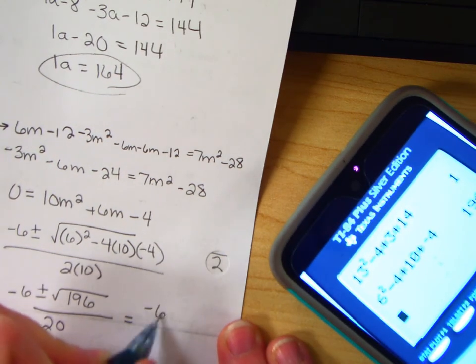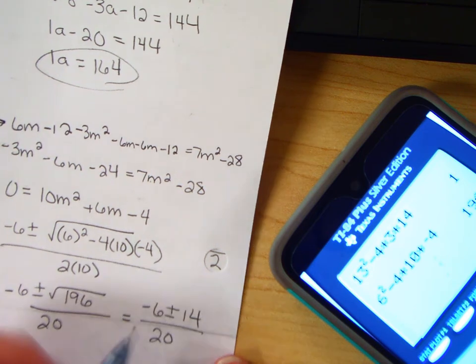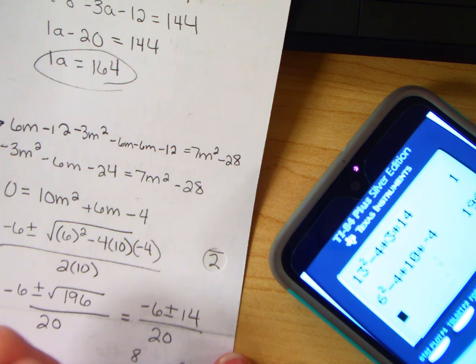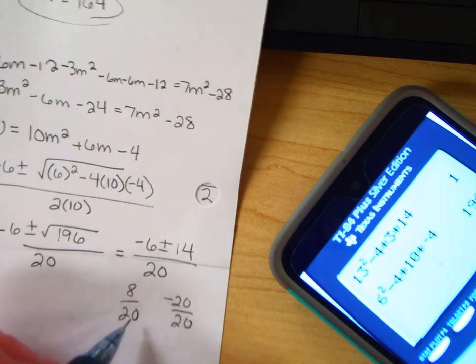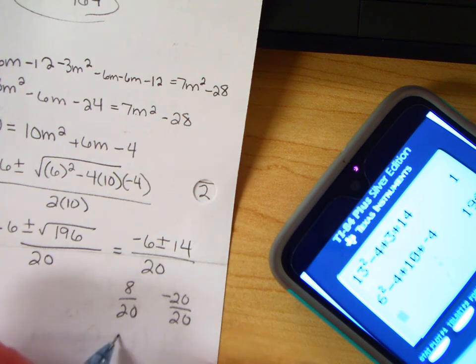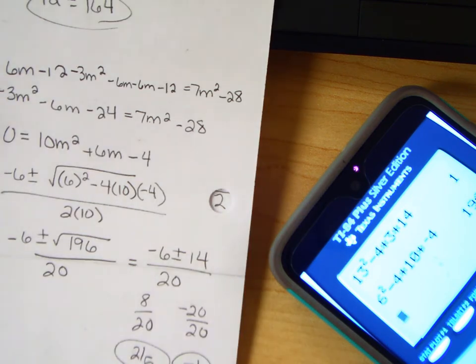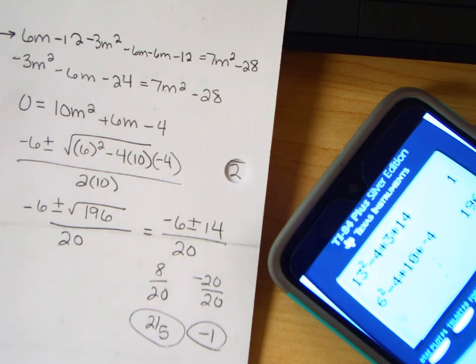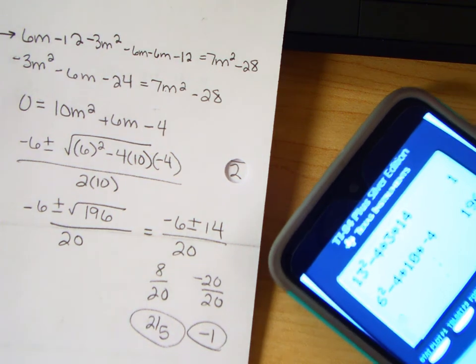We have 196, which turns into 14. Negative 6 plus 14 is 8 over 20. Negative 6 minus 14 is negative 20 over 20. So when you reduce, what do we end up with? 2 over 5 on this one, and negative 1 on this one. I can promise you that the next two problems are not that difficult. I can also promise you that there's one like number 46 on the final.